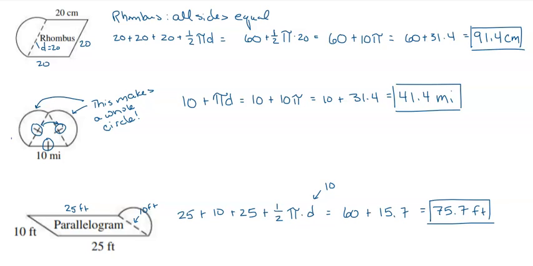This last one, you've got two 25s because it's a parallelogram, and so these two sides are equal. But the end is 10, and the other end is 10, so that is the diameter of the circle. So you get two 25s and a 10, add those up. You're going to add it to half of the circumference of a circle with a diameter of 10, and you should get 75.7.